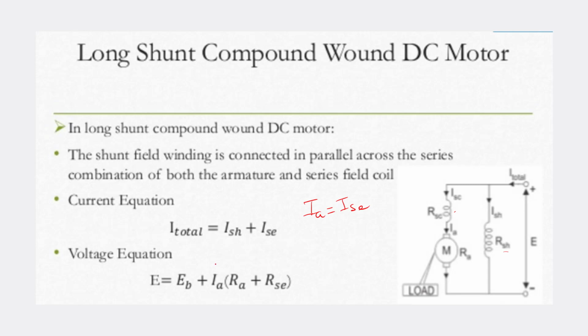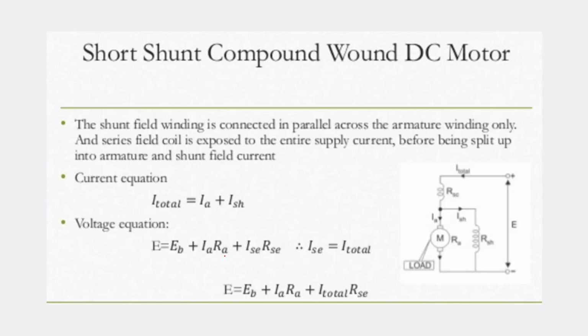Okay, the corresponding voltage equation has been given. E, or we can take it as terminal voltage or load voltage, is equal to EB plus IA into (RA plus RSC). So this is the corresponding current and voltage equation for the long shunt compound motor.